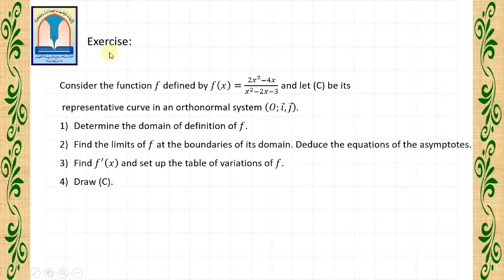Consider the following exercise. Given the function f defined by f of x equals 2x squared minus 4x over x squared minus 2x minus 3, and let C be its representative curve in an orthonormal system OIJ. Number 1, determine the domain of definition of f. 2, find the limits of f at the boundaries of its domain. Deduce the equations of the asymptotes. 3, find f prime of x and set up the table of variations of f. 4, draw C.